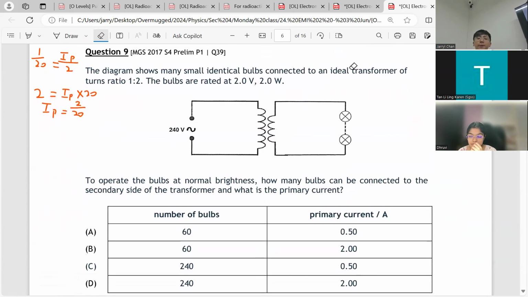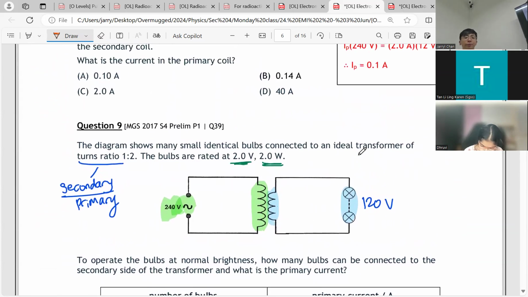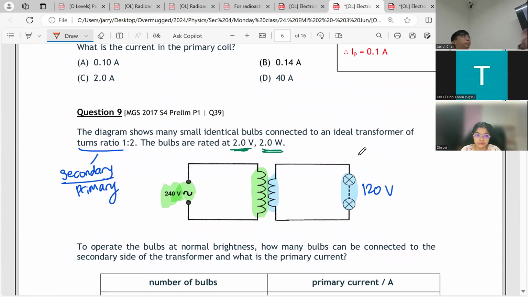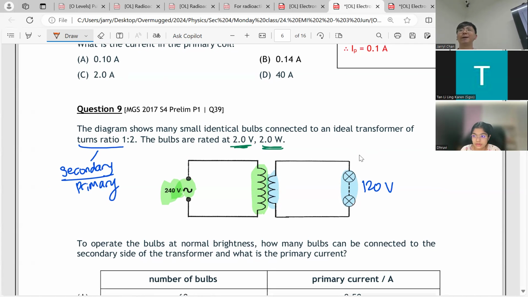Question 9. Oh, number of parts. Okay, question 9. Many small identical parts connected to this ideal transformer. Secondary to primary, again, if you can put them in some colors. Green color I use for primary coil this time, blue color I use for secondary coil. The box I am putting at the secondary coil as my output: 2 volts and 2 watts. I can already calculate some stuff, right? Because there's P and there's V. I probably can calculate resistance. I probably can calculate current.